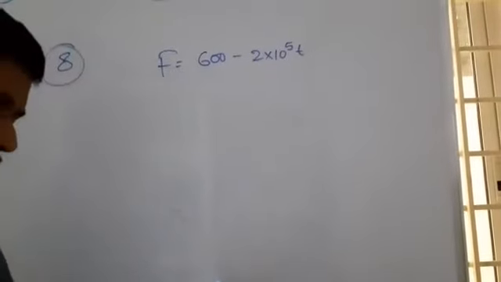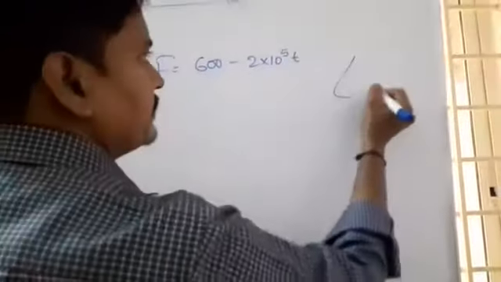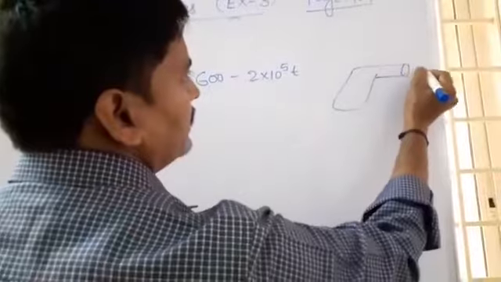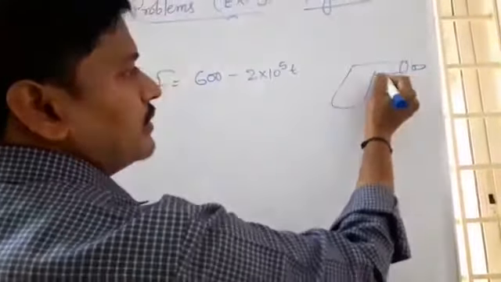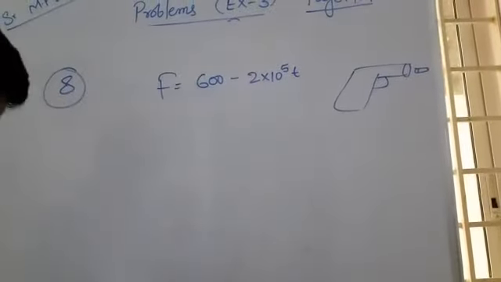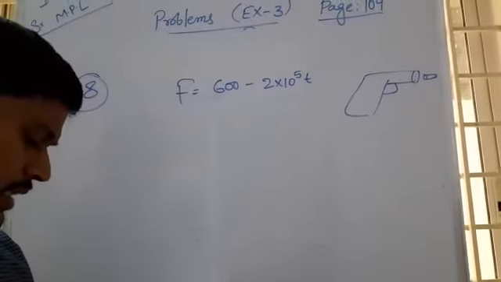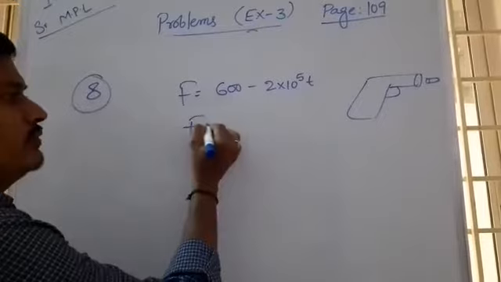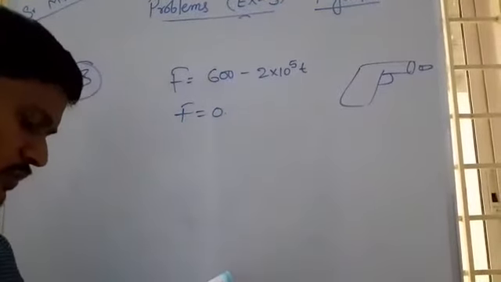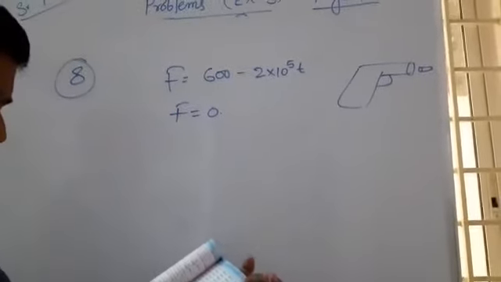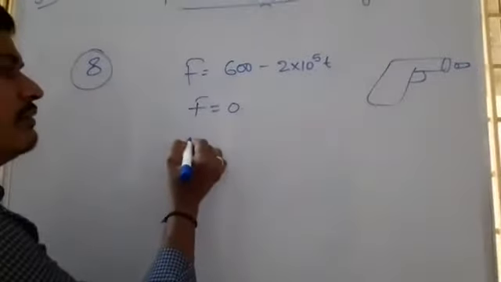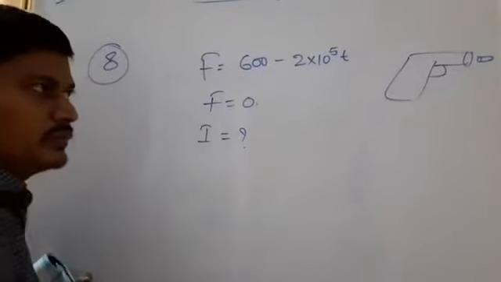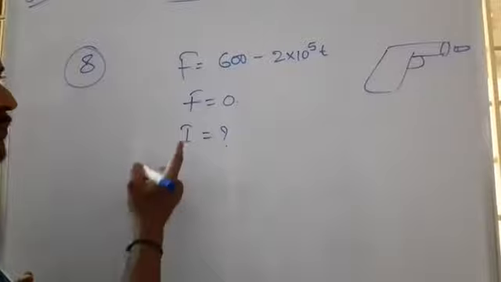A bullet is fired from a gun with a force. This is the gun; the bullet is fired from this gun. Then the trigger force is given. Then in t seconds, if the force becomes 0, we need the average impulse force imparted to the bullet.